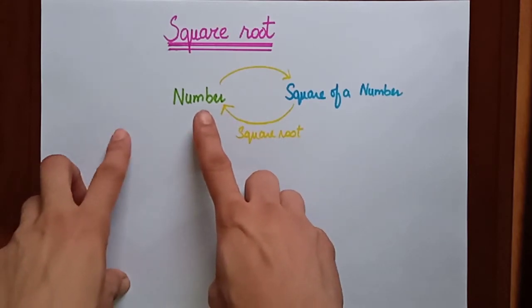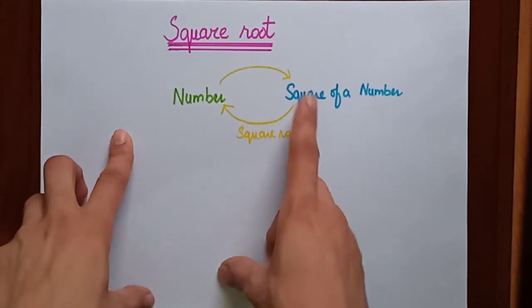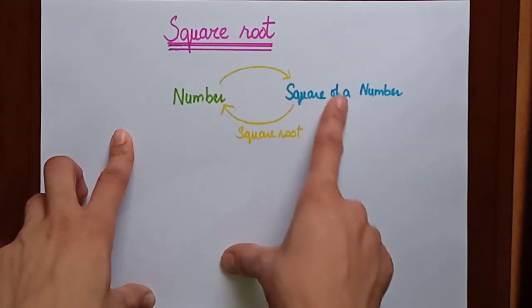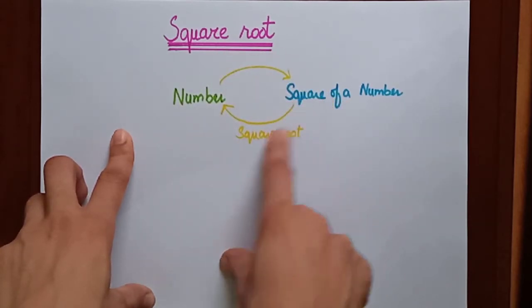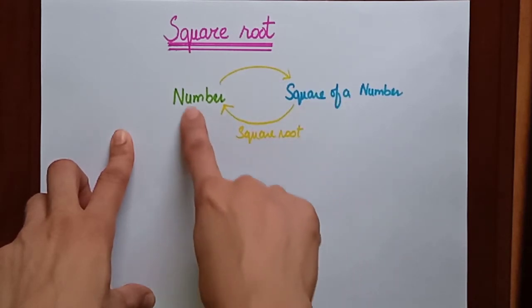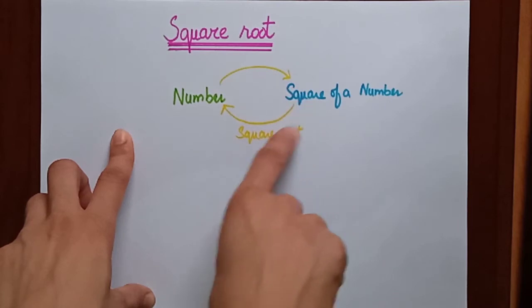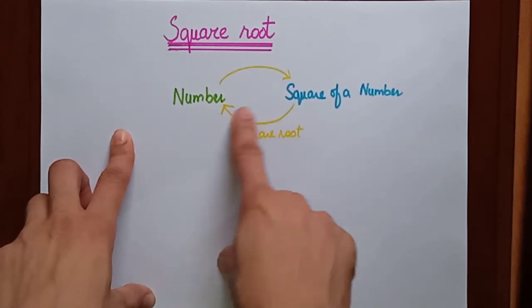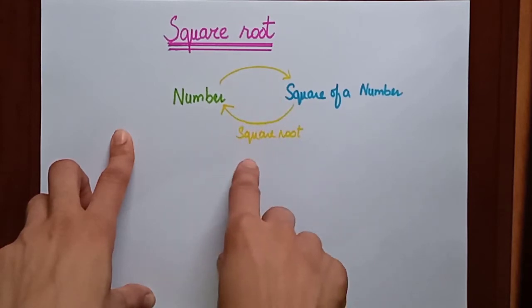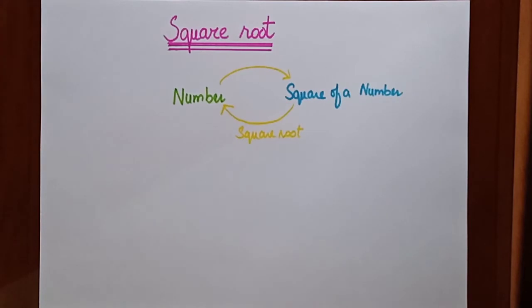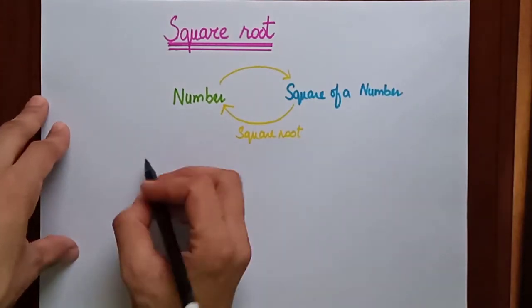The process of finding the square root is an opposite operation of squaring of a number. Okay, this opposite operation is called square root. Finding a number from the square of a number is called square root. For this we consider some perfect squares.